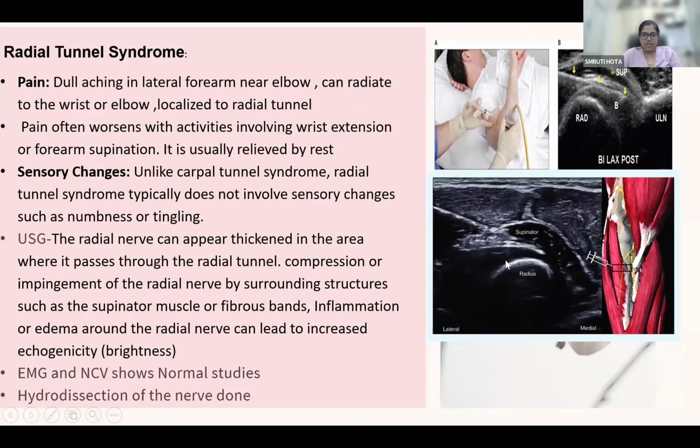That's why ultrasound is the only diagnostic test for radial tunnel syndrome, because if you do EMG or NCV, everything will come normal. And the only treatment is hydrodissection of the nerve in this supinator group. Between two heads of supinator, you just inject 7 to 10 ml of 5% dextrose. And you can clearly see the halo sign in the short axis, in the long axis, just hydrodissection.